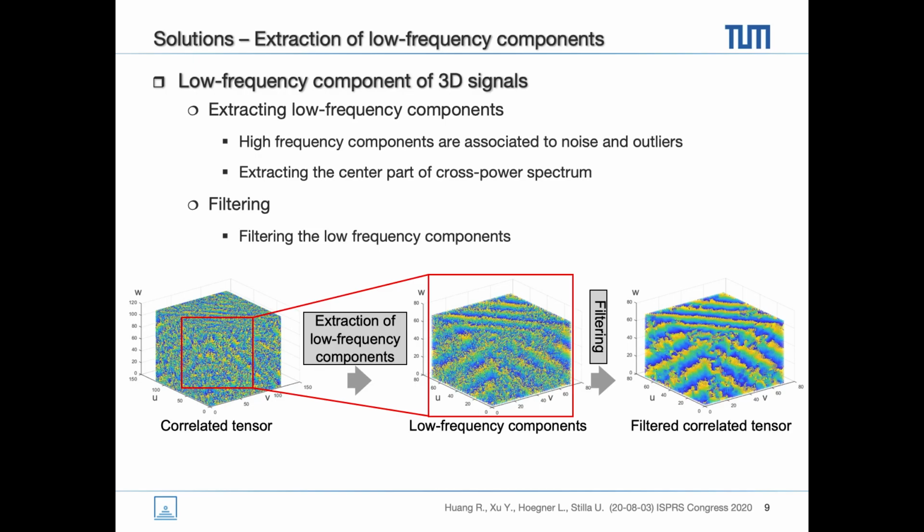However, the cross-power spectrum is usually influenced by noise, outliers or changes between the corresponding signals, which makes it difficult to estimate parameters from the cross-power spectrum. Thus, we need to extract low-frequency components from the 3D signals. It mainly consists of two steps. First, we directly extract the center part of the cross-power spectrum, which represents the low-frequency components in the 3D signals. By the way, after the extraction, a filtering is also conducted to further filter out noise in the correlated tensor.